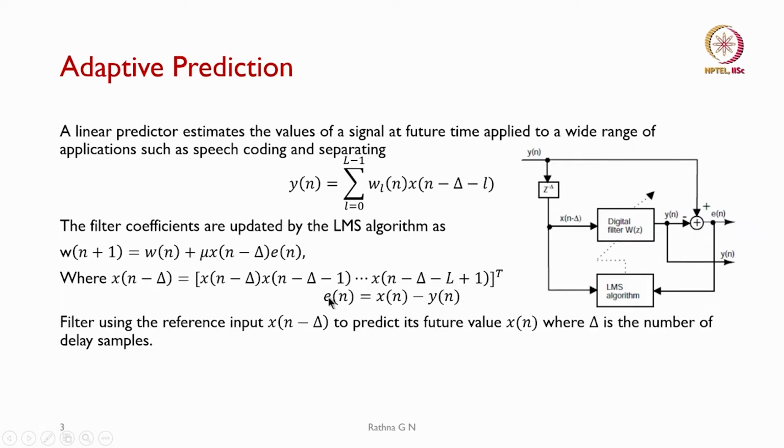As usual in the LMS algorithm, e of n is x of n minus y of n, and we filter using the reference input x of n minus delta to predict its future value x of n, where delta is the number of delay samples.